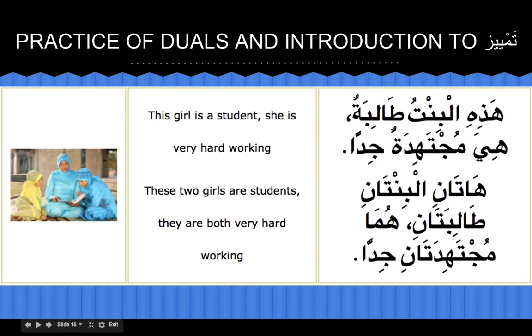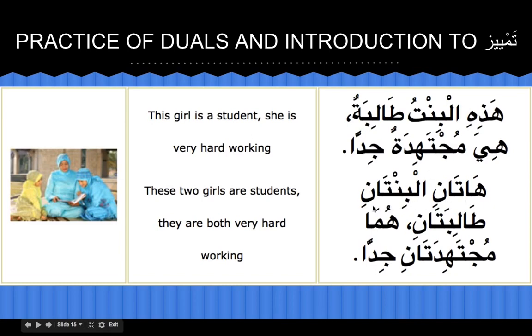So hadihil bintu talibatun, hiya mujtahidatun jiddan. So if you see here feminine, everything has to be matched and written appropriately to make perfect sense. So let's analyze it. هذه اسم الإشارة للمؤنث القريب بنت. So بدل طالبة is خبر. هي مجتهدة, she is hardworking. Again here is مبتدا and مجتهدة, and جدا is very, she is very hardworking.